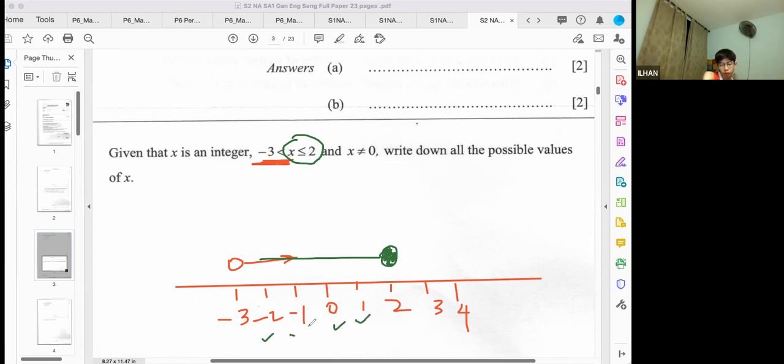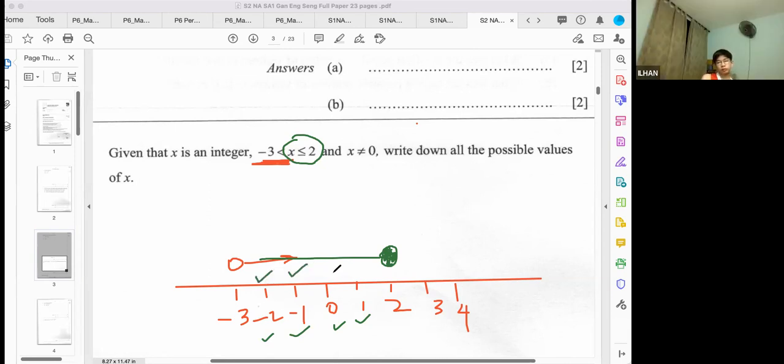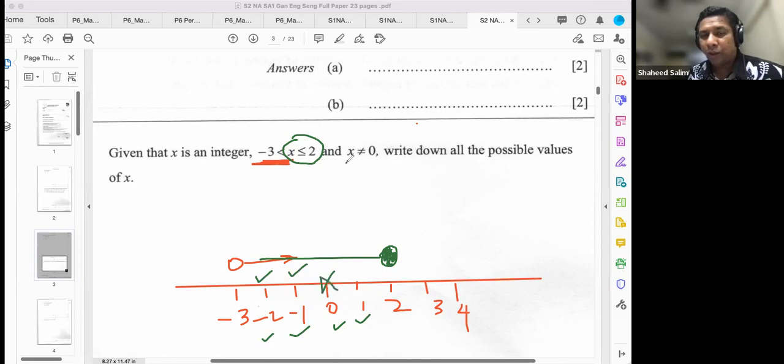Oh, so we are supposed to write all of it. But hold on. Negative 2, you're correct. Negative 1, you're correct. 0, not correct. Why? Because they tell you x is not equal to 0. You must cross it out, because they give you the condition here: x not equal to 0.